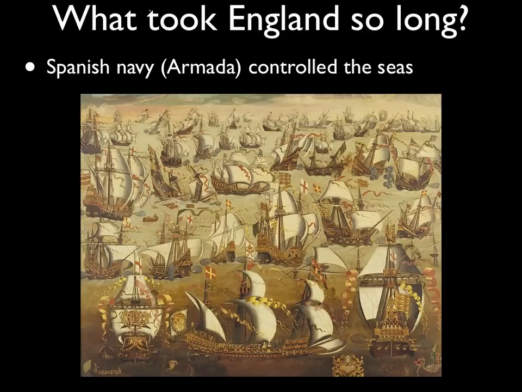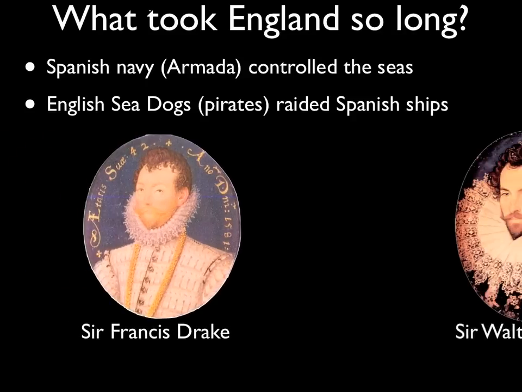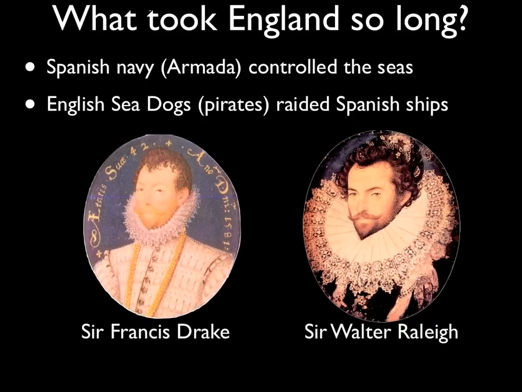English ships, supported by Queen Elizabeth, started plundering Spanish ships carrying gold. The captains of these ships were known as the Sea Dogs. And these Sea Dogs gained great fame and wealth in England. They included two men, Sir Francis Drake and Sir Walter Raleigh. The Sea Dogs were basically pirates. And as you can imagine, Spain was not happy with England raiding its ships.